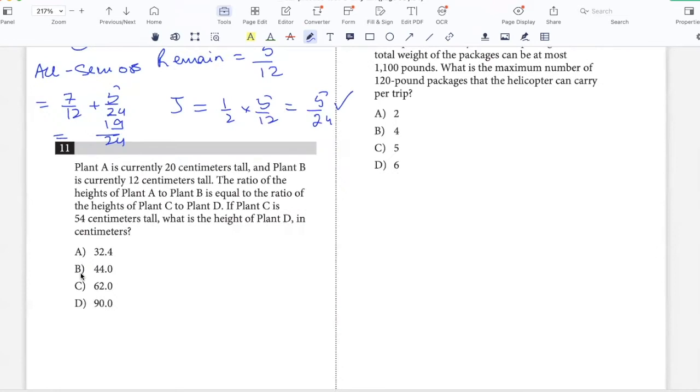Plant A is currently 20 centimeters tall and plant B is currently 12. The ratio of the heights of plant A to plant B is equal to the ratio of the heights of plant C to plant D. If plant C is 54, what is the height of plant D? Okay, so A to B, so 20 by 12 is C to D. So 54 by X. Okay, so 4 5s are 20 and 4 3s are 12.